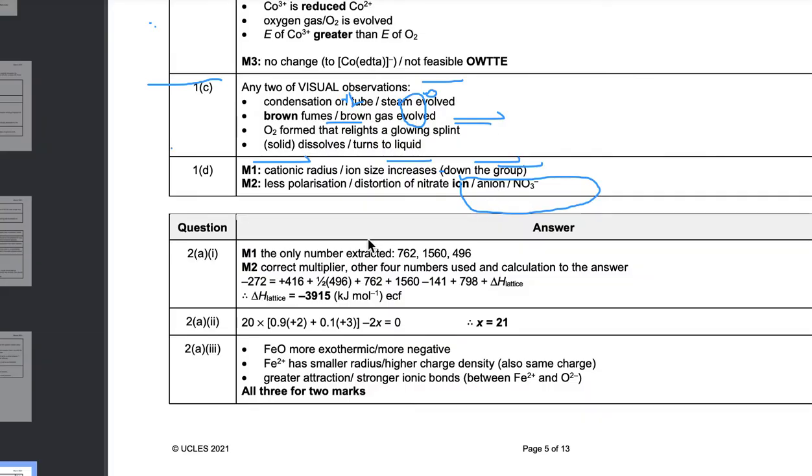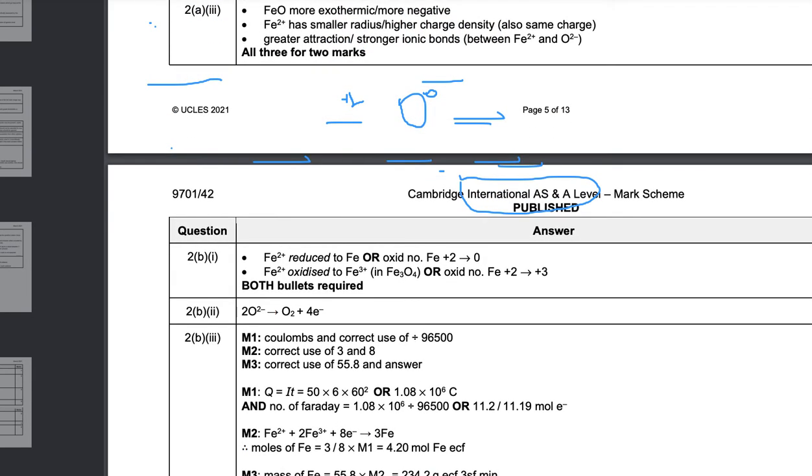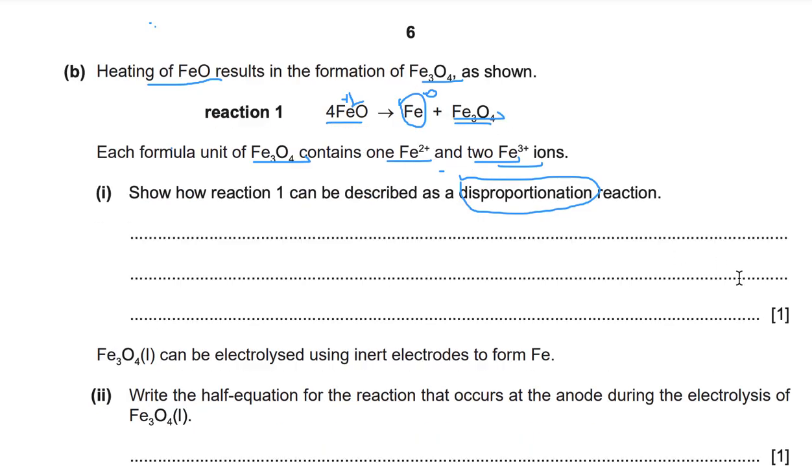Let's check the marking scheme. Yes, that's it. Fe plus 2 is reduced to Fe, and so yes, that's it. It is being reduced and oxidized at the same time. Now let's move on to the next part. We'll only be doing 2 questions right now, and we'll do the rest in the next class, which is tomorrow.